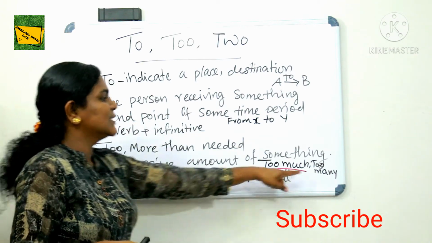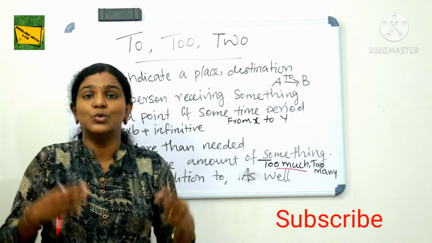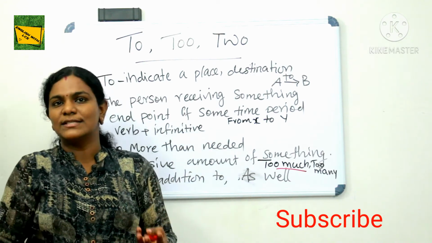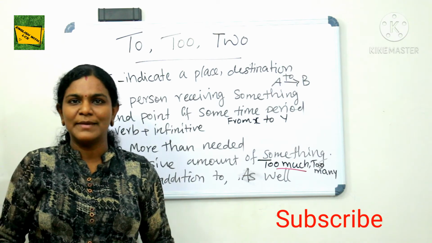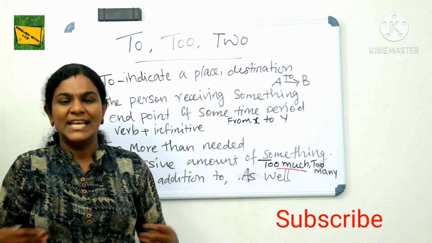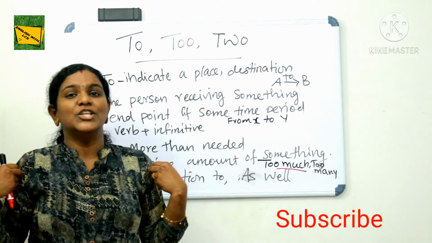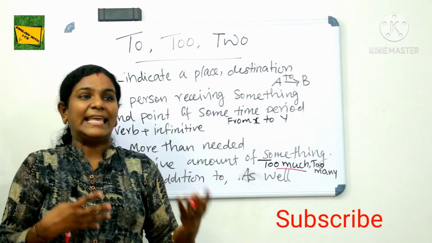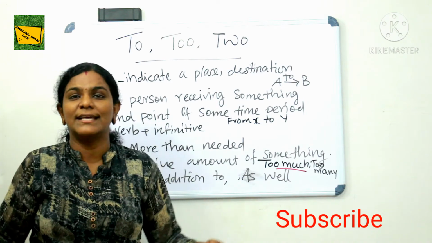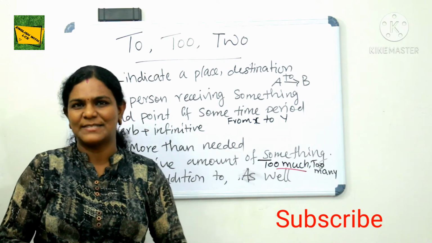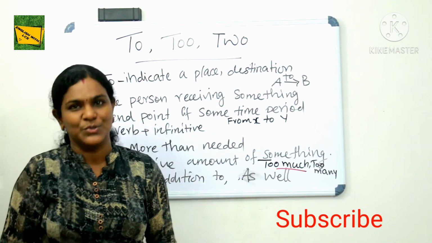Then next one is too many. Too many is actually used with plural nouns. Plural noun means more than one. She is having too many churidars, or he is having too many bikes. That means 1, 2, 3, 4. Too many bikes he or she has. So this is the other usage.